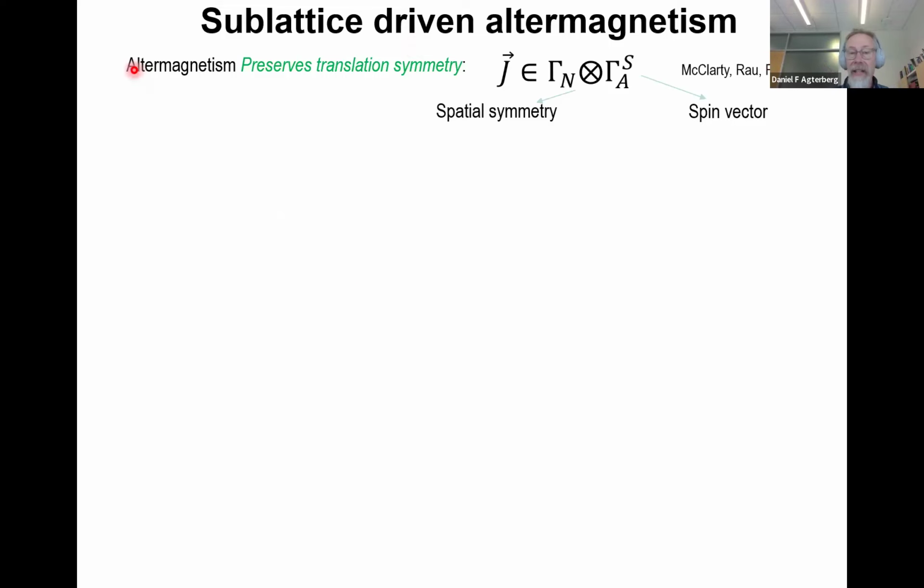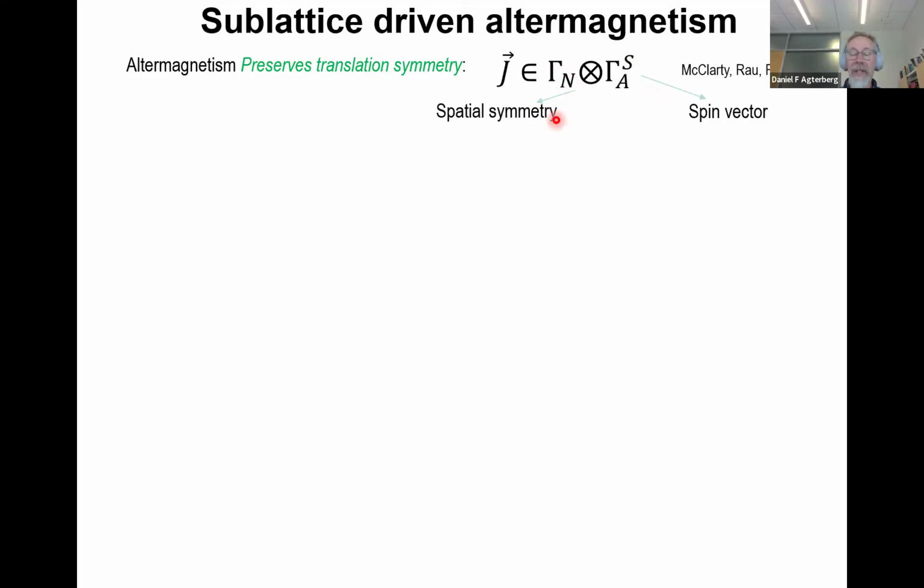To do that, I'm first going to talk about altermagnetism, and then later we'll get to the odd parity magnetism. But altermagnetism, as you've heard today, preserves translation symmetry. And so its order parameter, which we call here J, can be characterized by a representation of the point group. And I think you heard about that this morning. So its order parameter has a spin part, which is just a spin vector, but then also has a spatial symmetry, gamma n. And in the models we have today, we're going to be worried about the point group symmetries and then the irreducible representation to which the altermagnetism belongs.